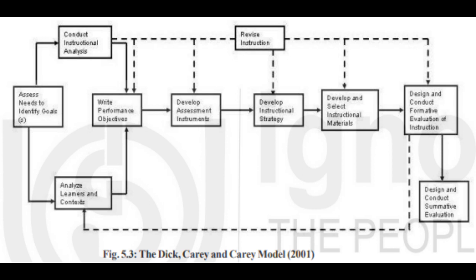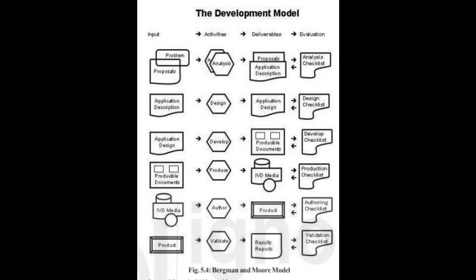The last step in the model is the design and conduct of summative evaluation that checks the effectiveness of the system as a whole and is holistic in nature. This step is mostly conducted at the end after some gap of time. Figure 5.3, the Dick, Carey and Carey model, 2001.